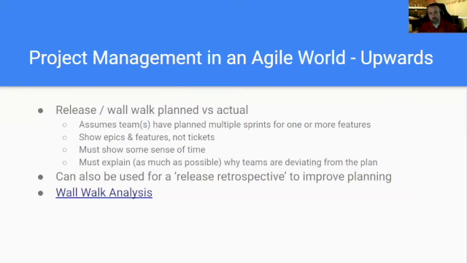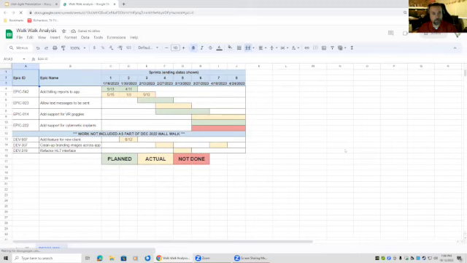You can use this for communicating to your senior leadership, but also at the tail end, you can use it for a release retrospective or a feature retrospective or a wall walk retrospective with your Scrum teams, where you say, here's what you planned and here's what you actually did. Can you learn anything to improve next time you go through this? So what would that thing look like? Let's take a peek. All right, so can y'all see the spreadsheet now?